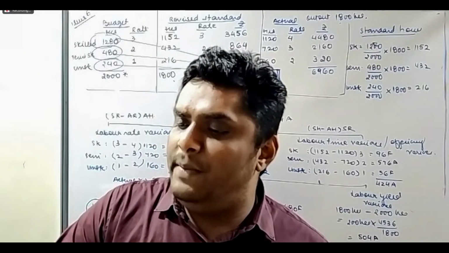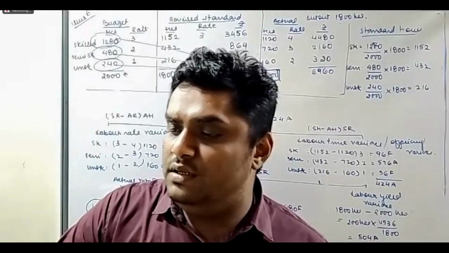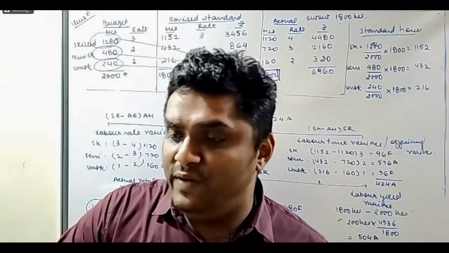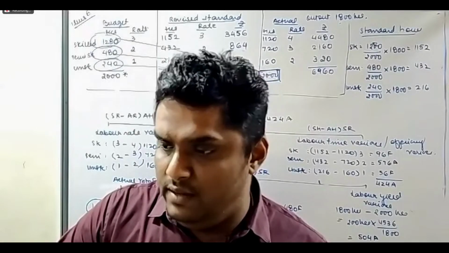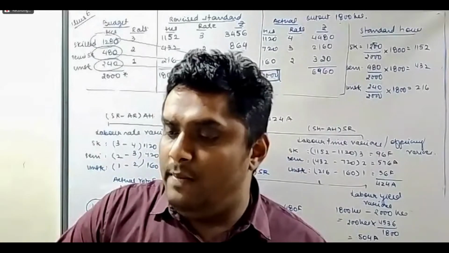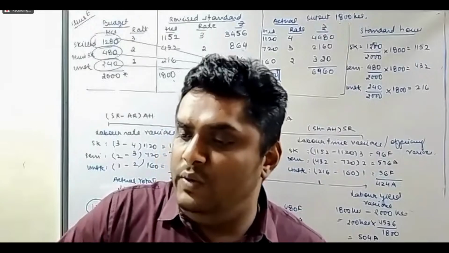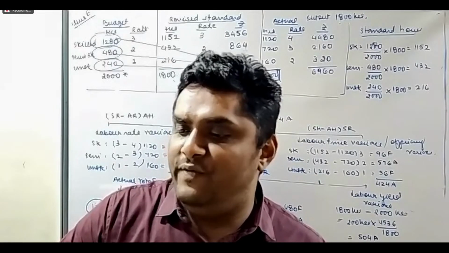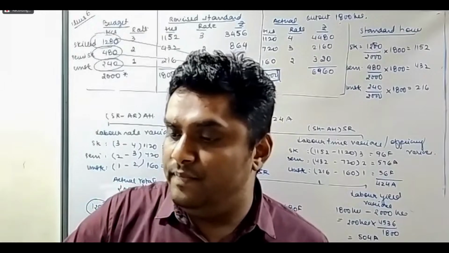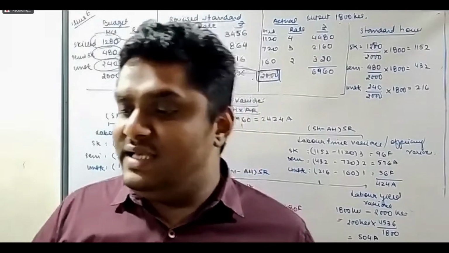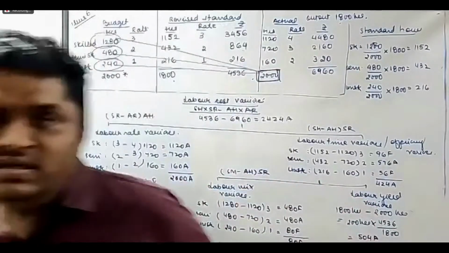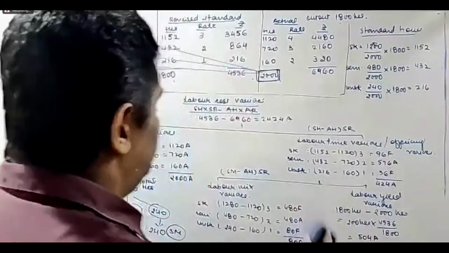A company has a normal capacity of 120 machines working 8 hours per day of 25 days in a month. So there is a company which has a normal capacity of 120 machines working for 8 hours per day of 25 days in a month. So here the days are given, the hours are given. So let's start with this question directly. We will just write down the extracts of the question.